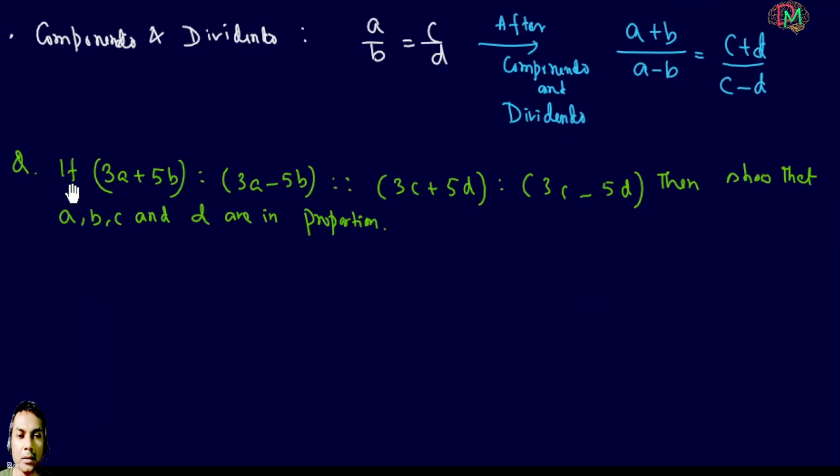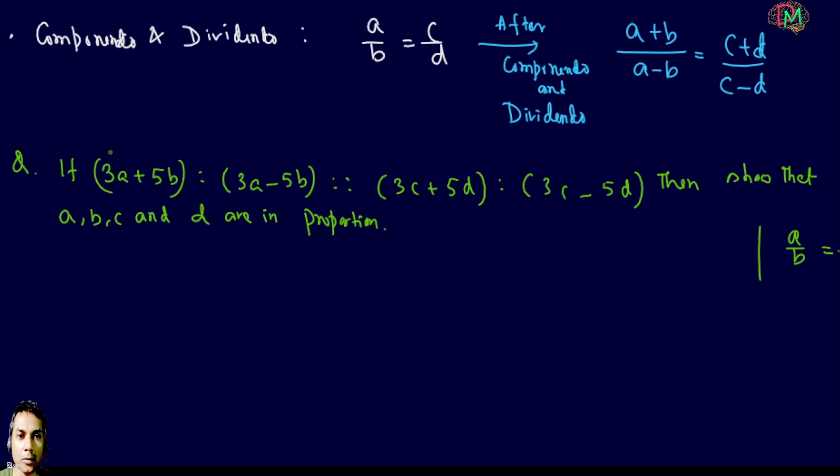One example, here is the question. If 3a plus 5b and ratio 3a minus 5b is proportional to 3c plus 5d and ratio 3c minus 5d, clear? How can you solve this? Then show that a, b, c, d are in proportion. What is the meaning of A, B, C, D being in proportion? It means we have to prove that A by B is equal to C by D. Correct?